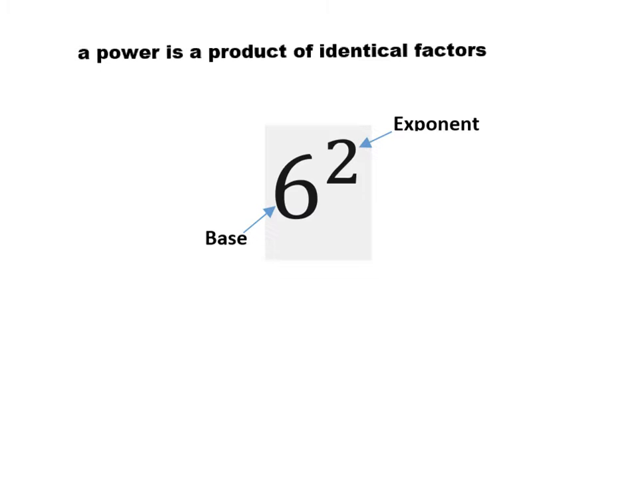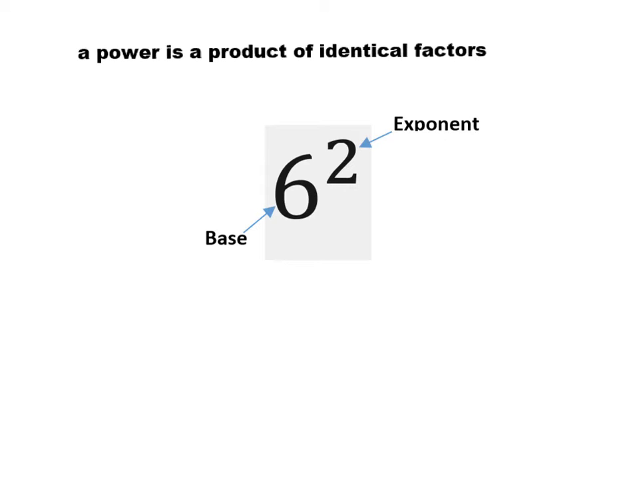As noted in the text, a power is a product of identical factors and consists of two parts, a base and an exponent. Factors simply means numbers that are multiplied together to get another number. Thus, identical factors means the same number multiplied by itself. The base is the identical factor, and you can see it identified for you there on the screen. In this case, it is 6.